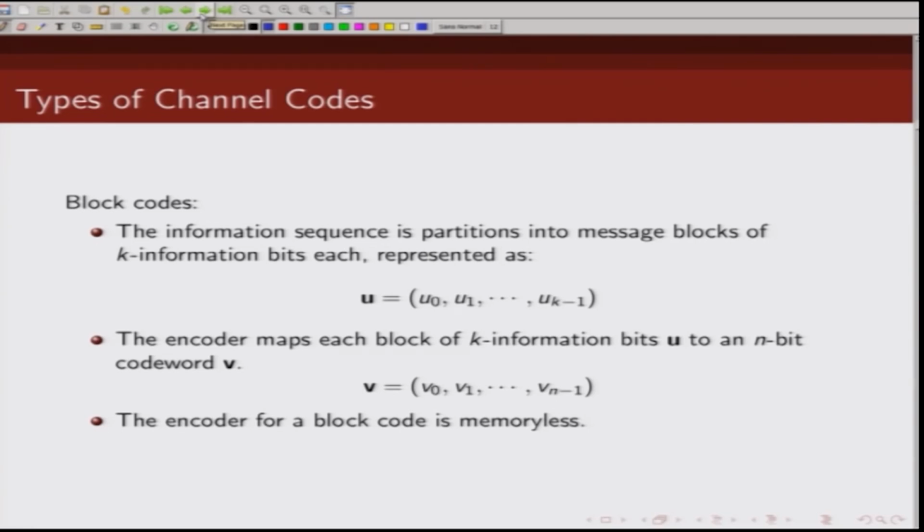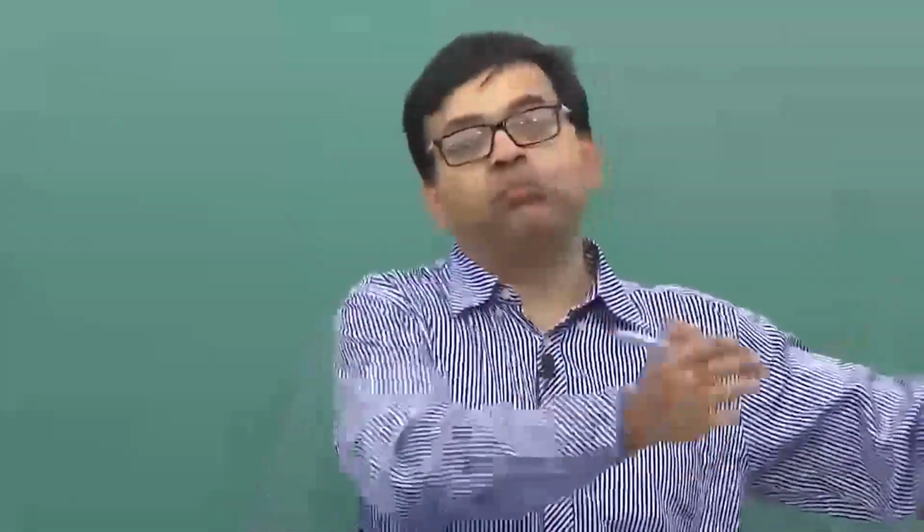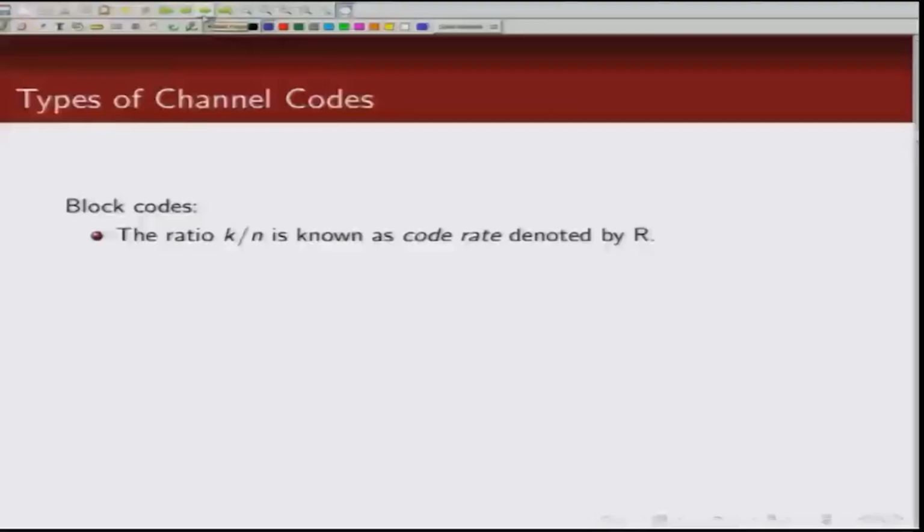Now, in block codes the encoder is memoryless. What do we mean by that? When we encode a block of k bits, our output depends only on that current block of k bits. It does not depend on the previous blocks of data. That is one property of block codes which makes them different from convolutional codes. Block codes are memoryless.